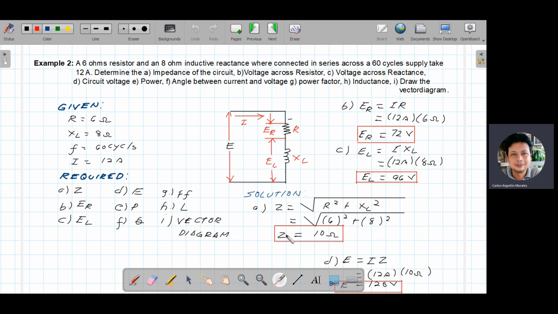So ito yung solution natin. We have the impedance equal to square root of 6 squared plus 8 squared. Nakakuha tayo ng 10 ohms, no? Square root of 6 squared plus 8 squared, square root yan, no? Then, taas natin.